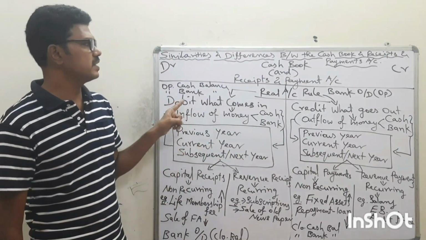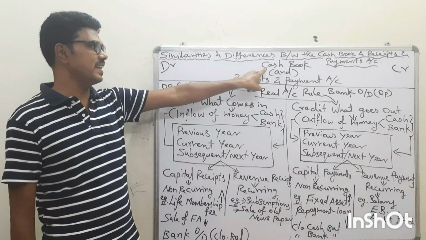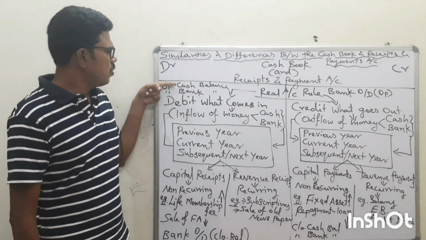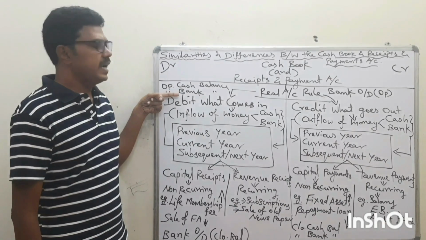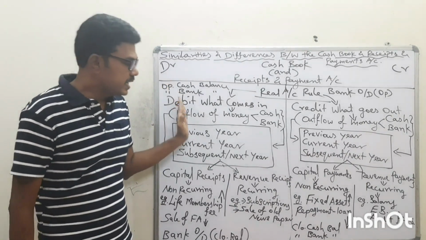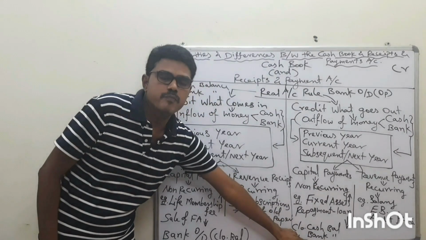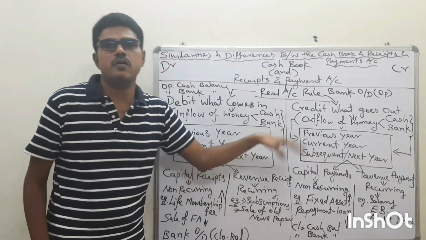And one more important thing is that whenever we are preparing cash book or receipts and payments account, it will start with opening cash balance and opening bank balance, and it will end up with closing cash balance and closing bank balance. I hope that you all would have understood.